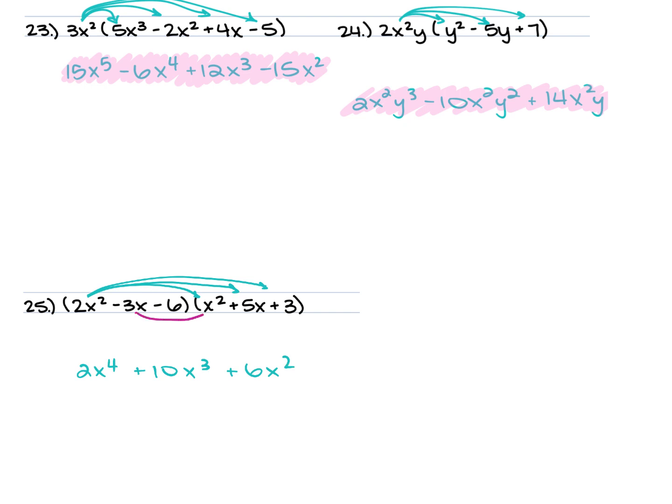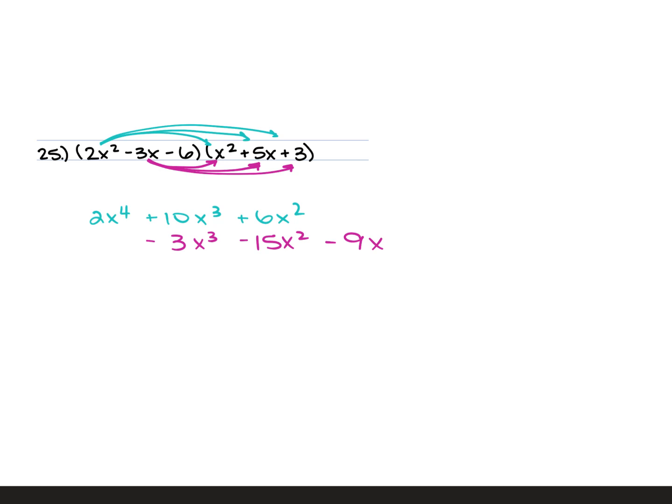Next, we'll do the negative 3x. Negative 3x times x squared is negative 3x cubed. The negative 3x times 5x is negative 15x squared. Then negative 3x times 3 is negative 9x. Lastly, we'll do the negative 6 into the x squared plus 5x plus 3. So negative 6 times x squared is negative 6x squared. Then the negative 6 times 5x gives us negative 30x. And negative 6 times 3 is negative 18.